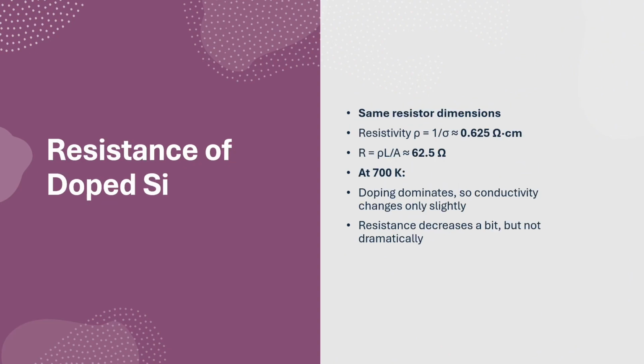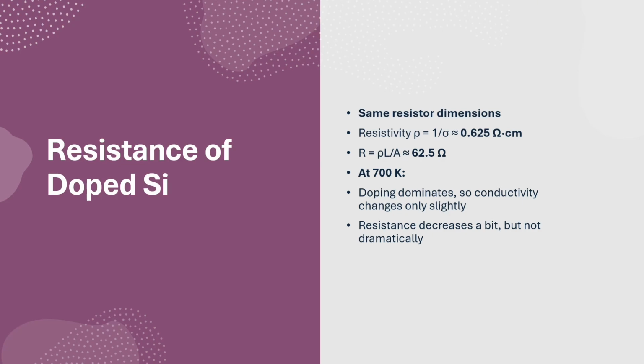And finally, let's calculate the resistance of the same exact resistor using the doped silicon. As before, the resistivity is 1 over conductivity, which gives about 0.625 ohm centimeters. Using the same R equals rho L over A formula, we get a resistance of about 62.5 ohms. Compared to the 43 million ohms for intrinsic silicon that we got before, this is dramatically lower, which is why doping is essential for making silicon usable in electronic devices.